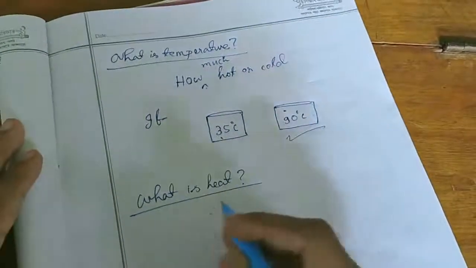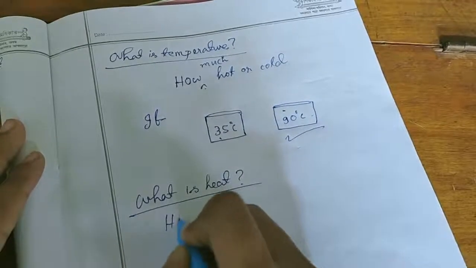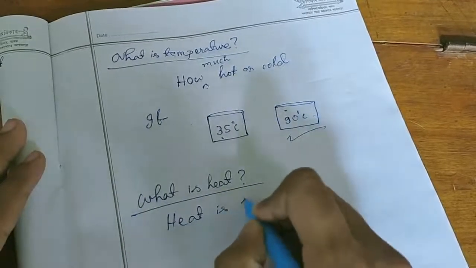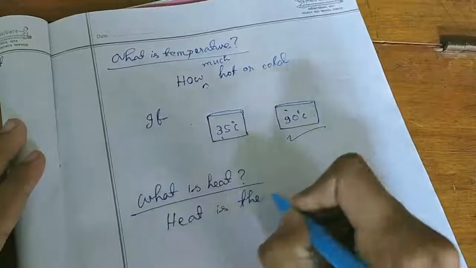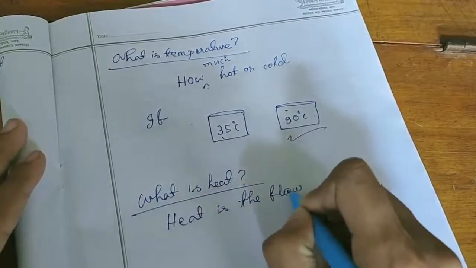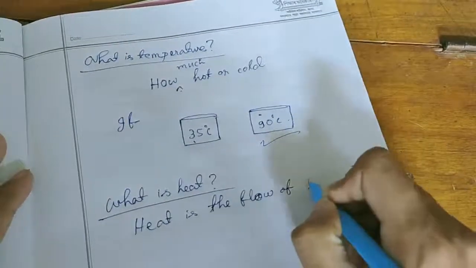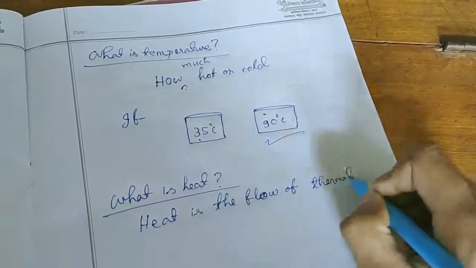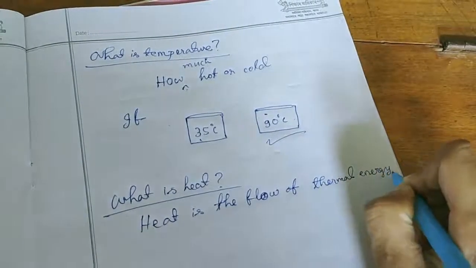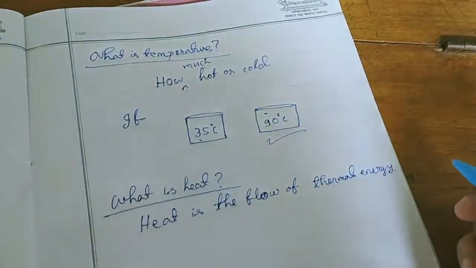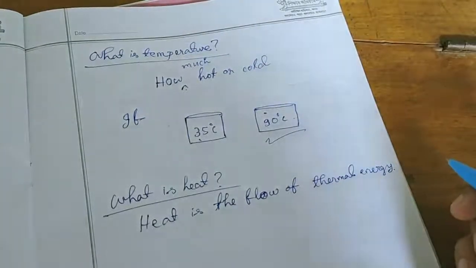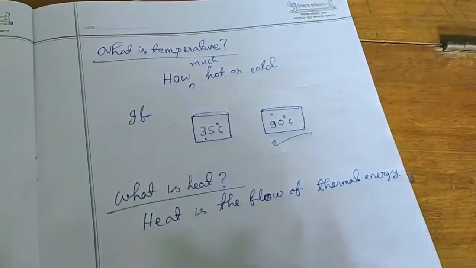As you have learned what is thermal energy and the temperature, now we will see what is heat. You can say heat is the flow of thermal energy. When thermal energy flows from one object to another, we can say it is heat transfer.